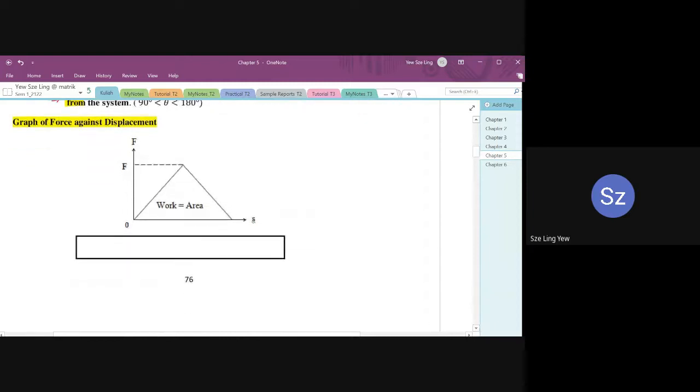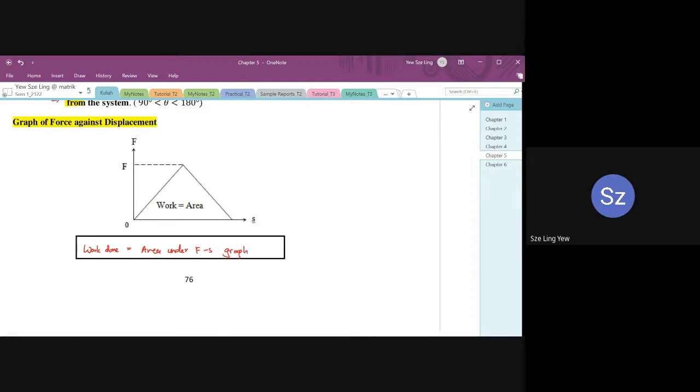So again, in this chapter, we have another graph, which is known as a graph of force against displacement. So in this case, okay, the diagram already tells you work done is equal to the area under the graph. Okay, so basically you just rewrite it here. So work done is equal to the area under the F-s graph.